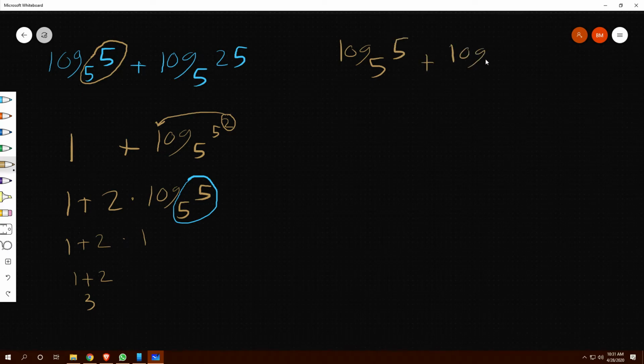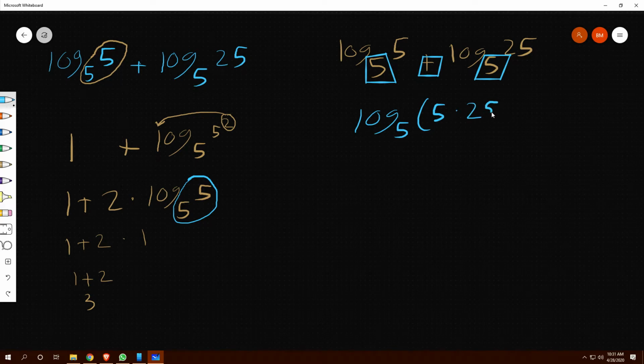Because logs usually give us a couple options. Usually there's a best way. Alright, so we have the same exact problem. Now we have the same base here, and we have plus. So what this tells me is that we're going to multiply 5 times 25. Alright, so this is going to be log base 5 of 125.